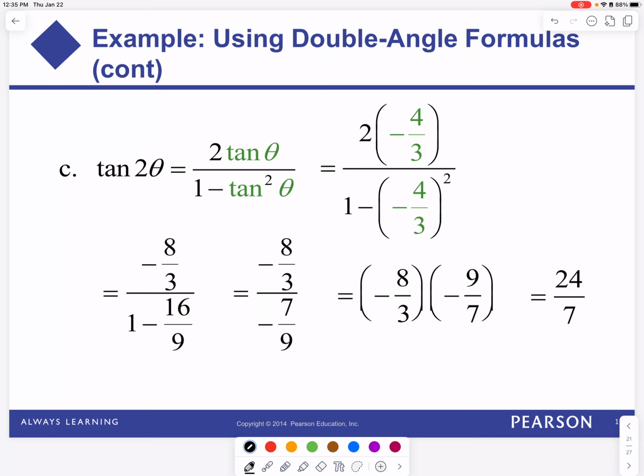So again, for C, they used the sum rule for tan. We just use sine over cosine.